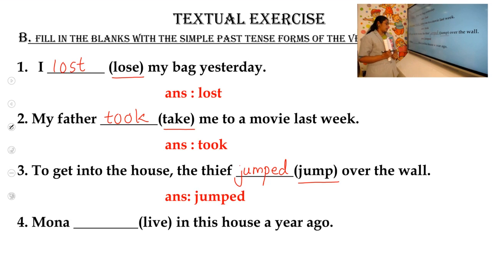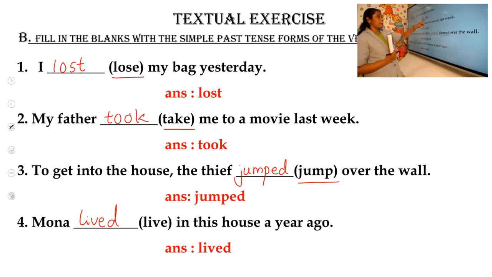Okay, now move on to the fourth one. Mona live in this house a year ago. So here this is also a present tense verb, we have to change it into past tense. What is the past tense of live? Lived. Mona lived in this house a year ago. So complete this in the textbook fast.